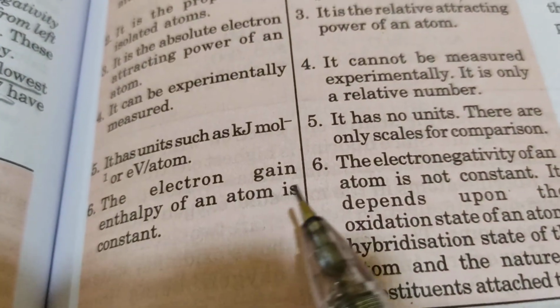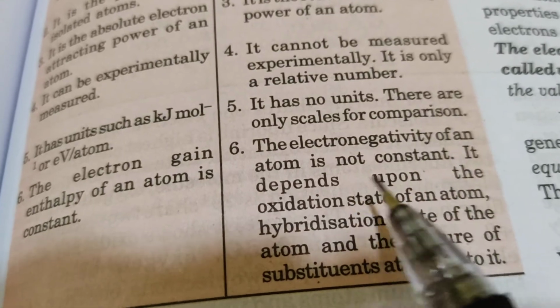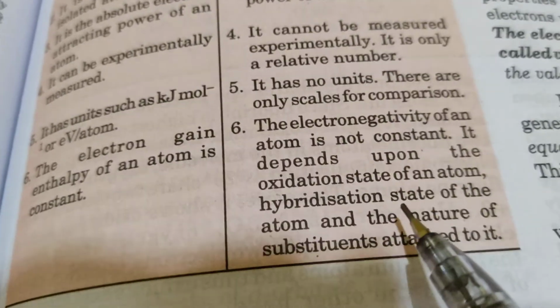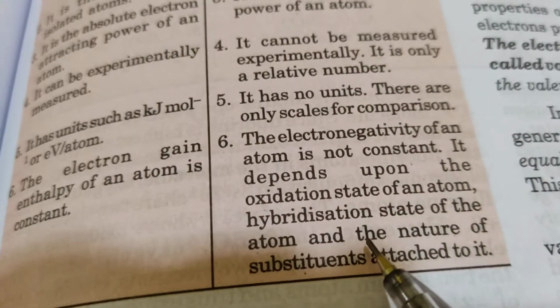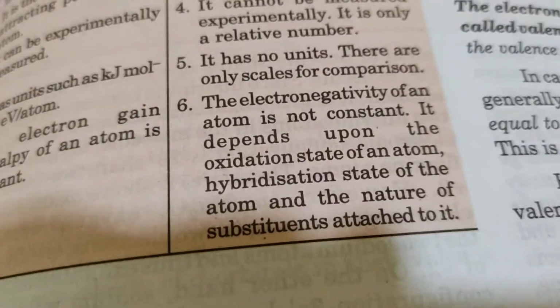The electron gain enthalpy is constant, whereas the electronegativity of an atom is not constant. It depends upon the oxidation state, hybridization state of the atom, and the nature of the substituents which are attached to it.